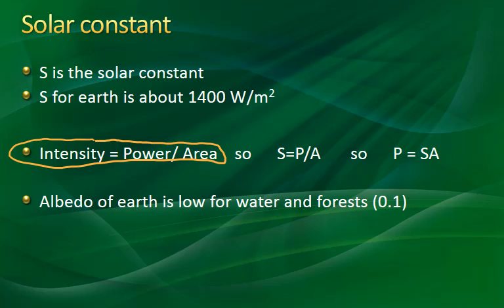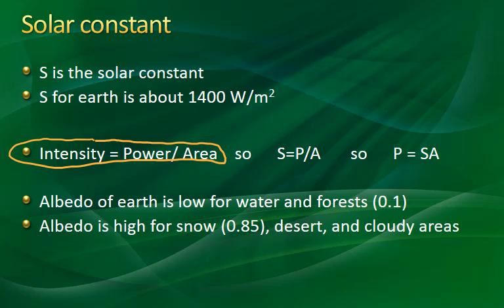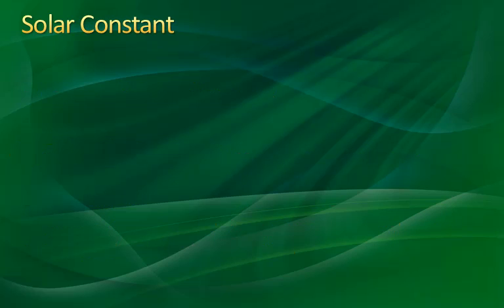The albedo for Earth is low for water and forests, so there's mostly absorption there. But the albedo is high for snow, desert, and cloudy areas, where the light bounces off. So the average albedo for the Earth is about 0.3.